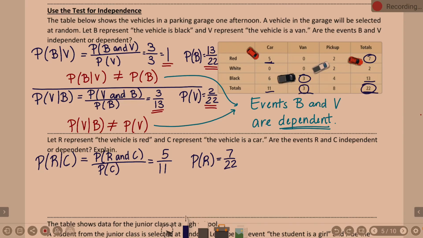So right here, the probability of red, given it's a car, does not equal the probability of it being red. Now, what is that looking to send us towards, unless we made a mistake? They're not independent. What's the other test we do? P(C|R), the probability of a car, given it's red.